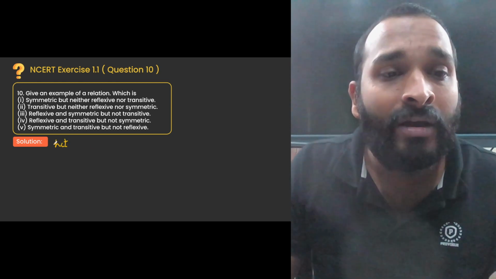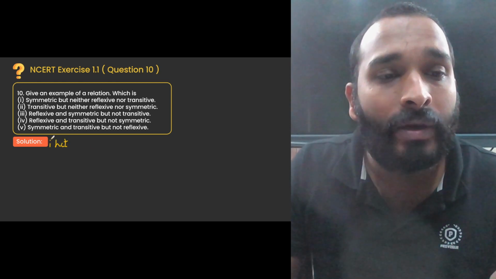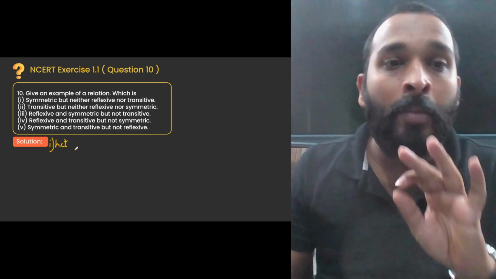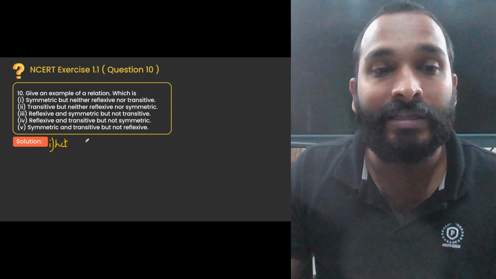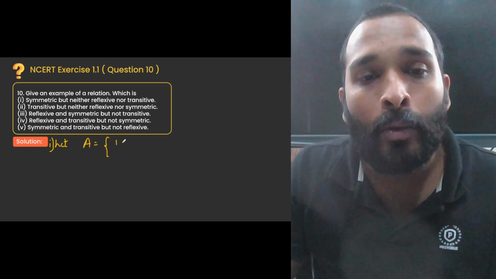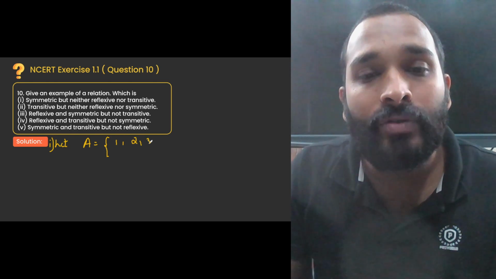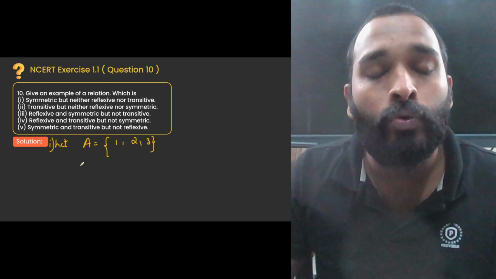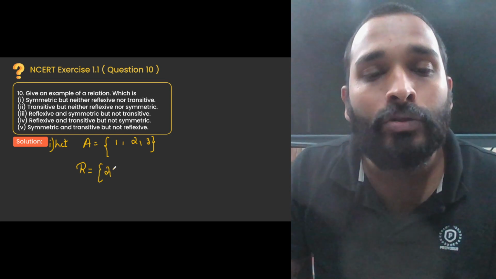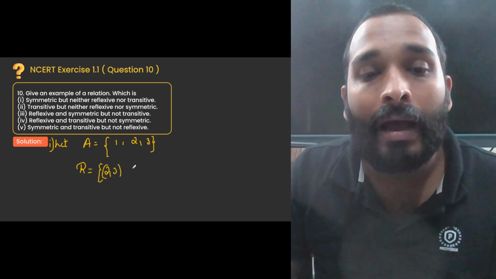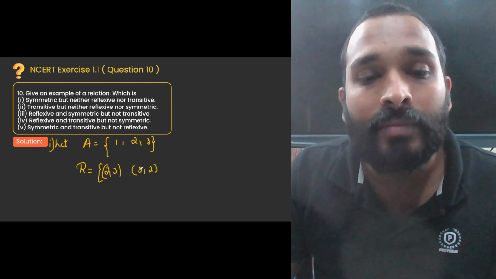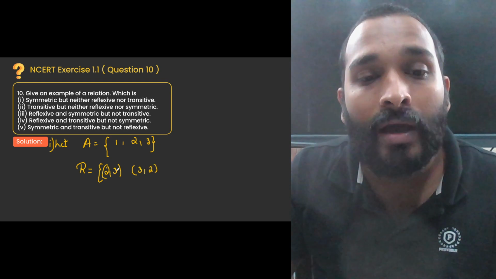Now let us try to solve the first sub question. Let us write an example for a relation which is symmetric but neither reflexive nor transitive. I will take a set A. I will take set A as 1, 2 and 3, and my relation R will be (2, 3) and (3, 2). I'll take this as my relation, (2, 3) and (3, 2).